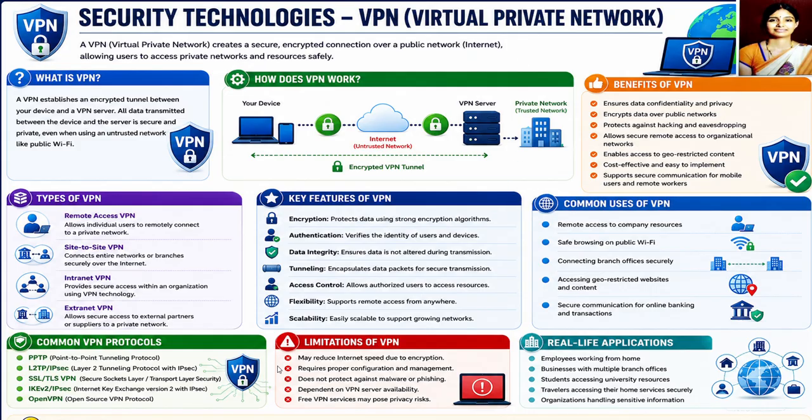Another type of VPN is site-to-site VPN. It connects two different organizational networks, the same organization at two different locations, such as head office and branch office. So there also the site-to-site VPN type will work. Another type of VPN is intranet VPN. Intranet VPN provides secure access within the organization using VPN technology.